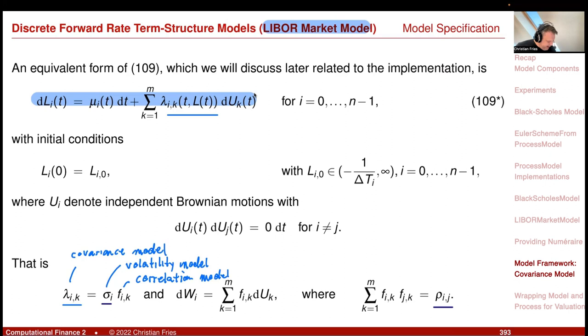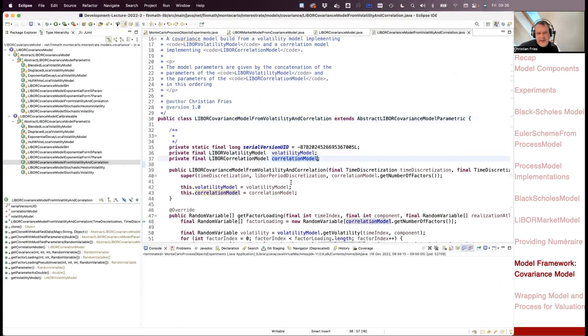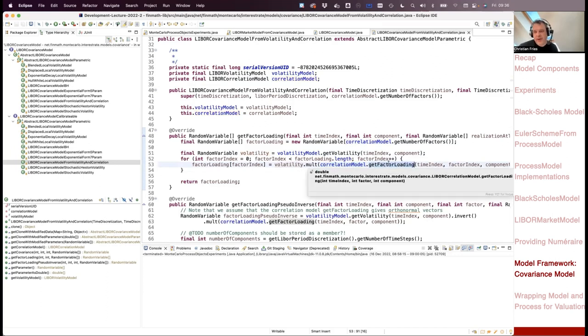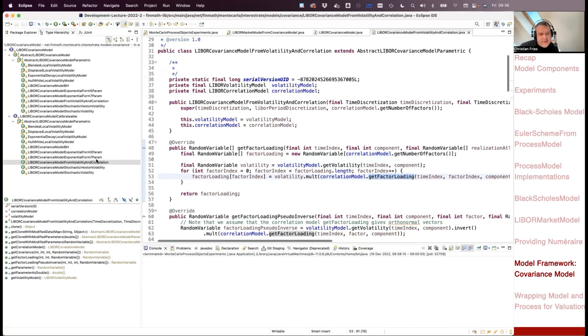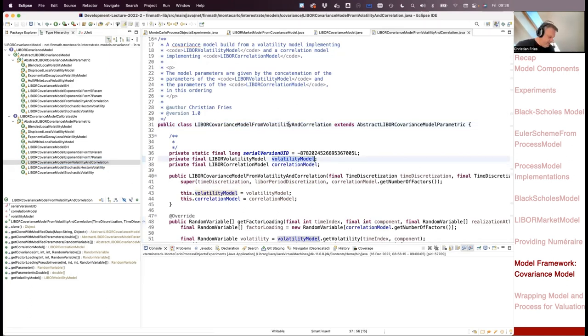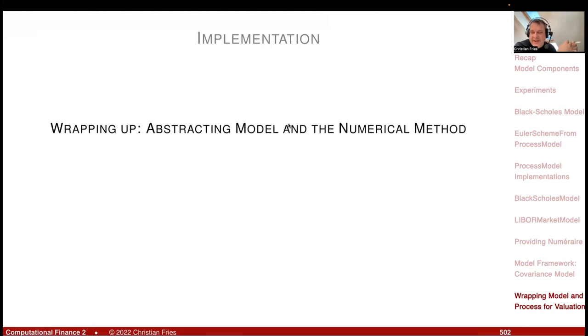Yeah, because the fik's, they are the Cholesky decomposition of the correlation matrix. If I have the sigma and the fik's, the lambda is: take the sigma and multiply with the correlation model, get the factor loading, multiply with the fik. So we have this convenient little guy that allows us to split the modeling again into two parts. We can independently specify the volatility model and the correlation model. So now we are almost done. We have now many plugins and can build many different models and experiment with them.